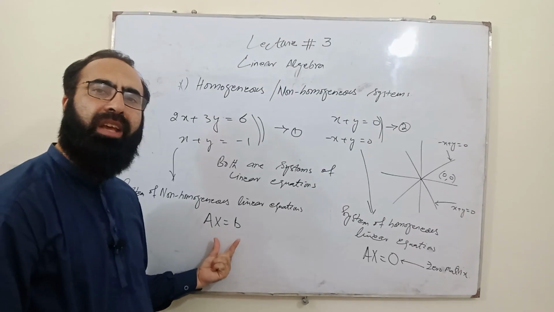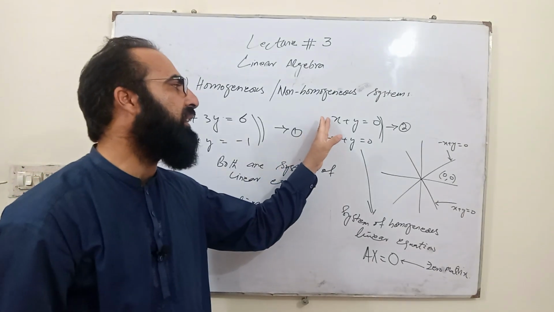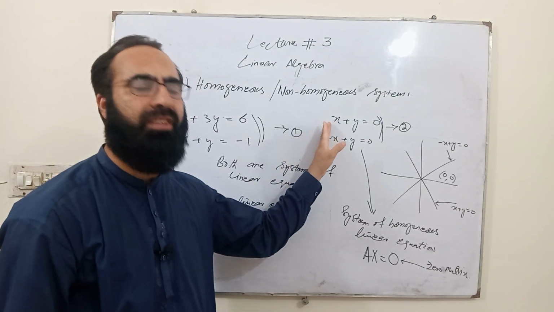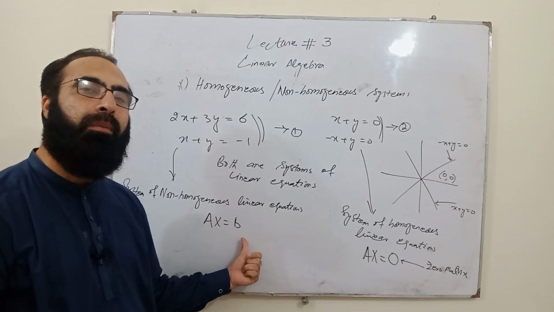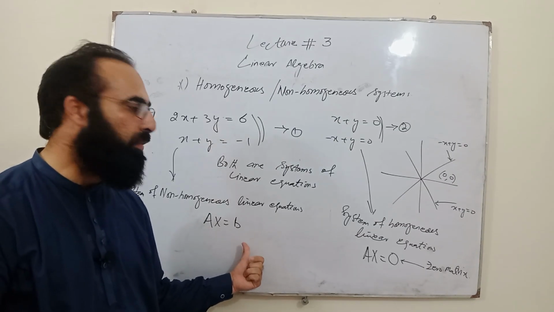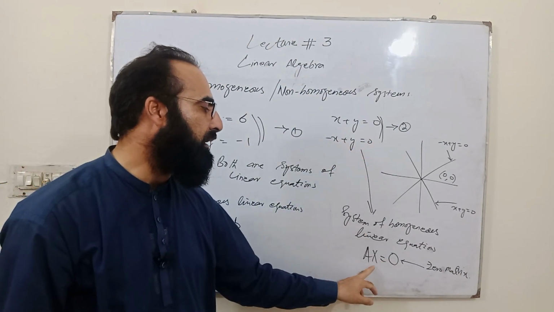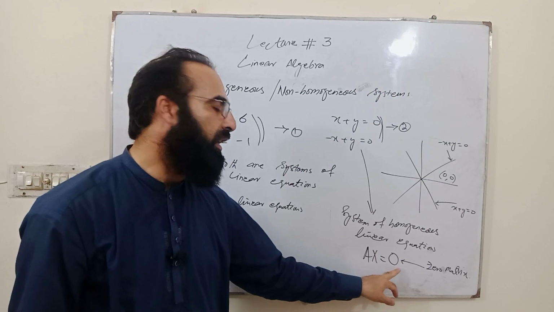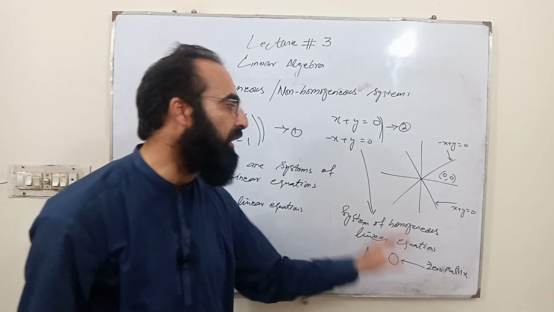A non-homogeneous system can be written as Ax = B. In the same fashion, we can write a homogeneous system. In this system, when the matrix B becomes a zero matrix, then we write the homogeneous system like Ax = 0 matrix instead of matrix B.